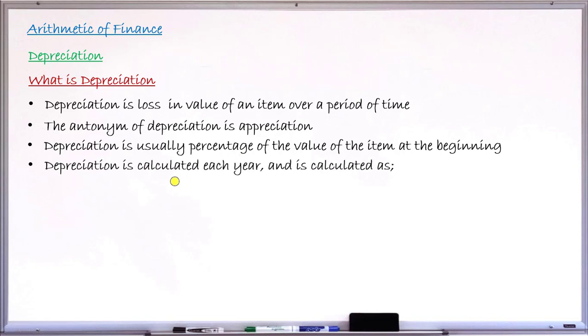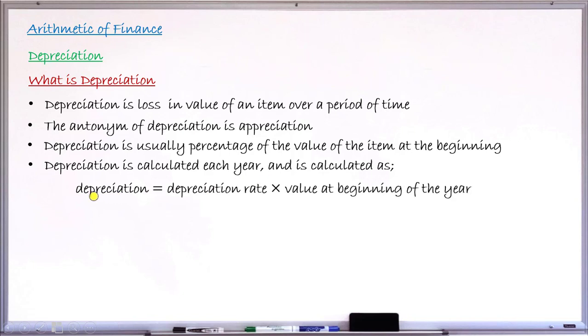The depreciation is calculated year by year, and is calculated using this formula. The amount of depreciation equals the depreciation rate, which we said is usually a percentage, multiplied by the value of that item at the beginning of the year that you want to find the amount of depreciation. So this formula gives you the amount of depreciation, that is the actual loss in value.